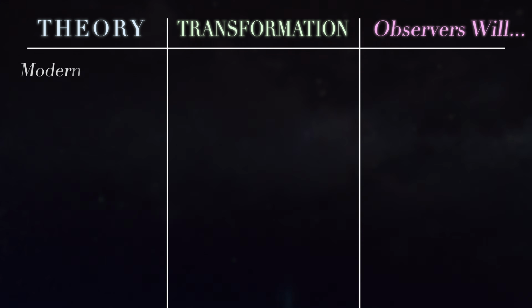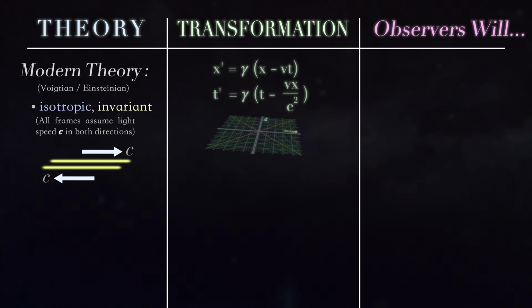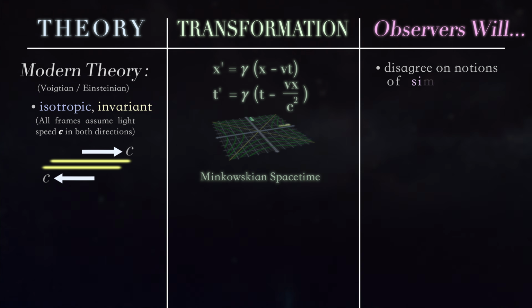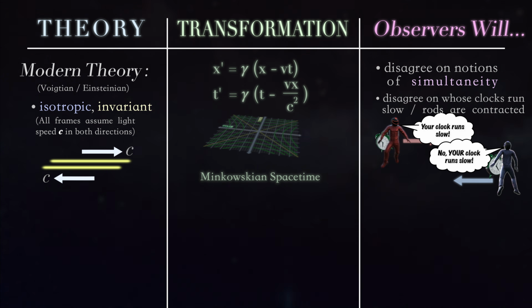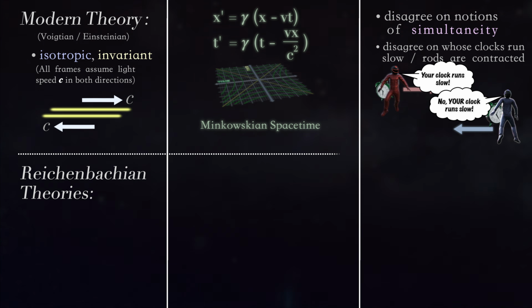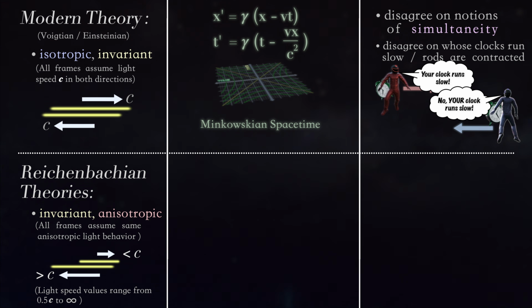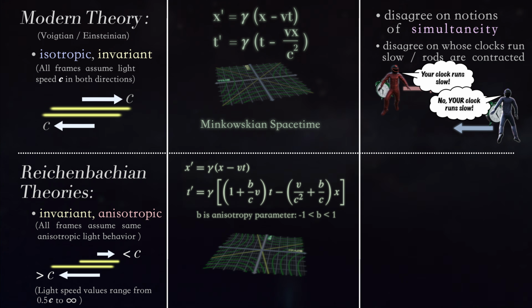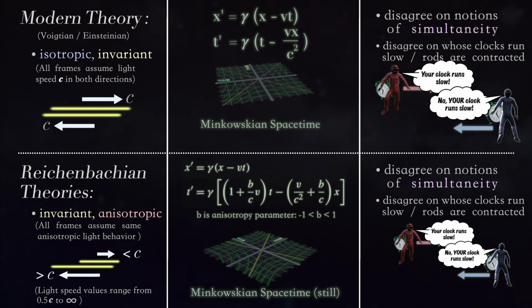First, of course, we have the modern theory, that light is both isotropic and invariant in all inertial frames of reference. This theory is governed by the symmetric Lorentz transformation, and features relative simultaneity as well as observers disagreeing on whose clocks are truly running slow and whose lengths are truly contracted. Next, we have the class of Reichenbachian theories, where light is still invariant in all frames of reference, but now is assumed to behave anisotropically. These theories are governed by a corresponding class of transformations and also feature relative simultaneity and relative space and time.